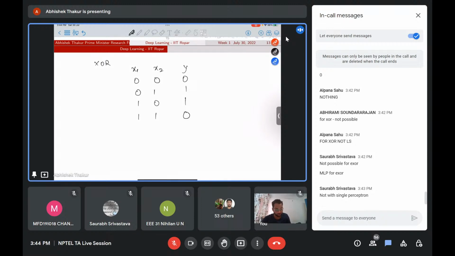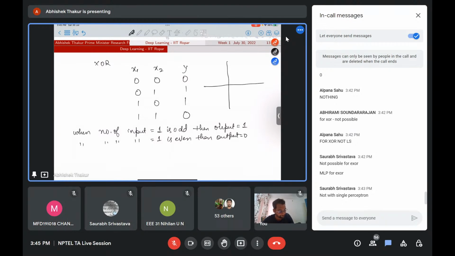There is one shortcut in the XOR gate. When the number of inputs equal to 1 is odd, then the output is 1. When the number of inputs equal to 1 is even, then the output is 0. This will be helpful when we do the XOR gate for 3 inputs or 4 inputs also. So here we will see 2 inputs only, that is very simple.